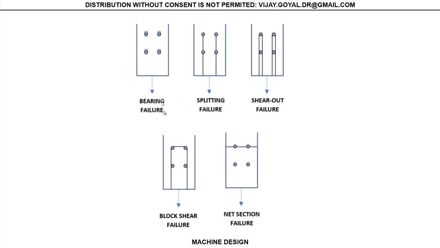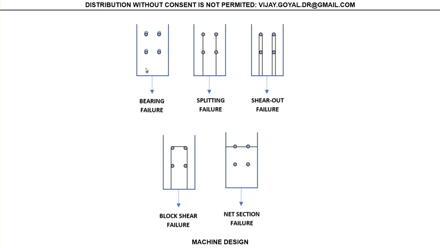Typical modes of failure: bearing failure. In this particular case, it means that your fasteners penetrated inside the member, the plate. So that's called a bearing failure. That means your plate was not strong enough.